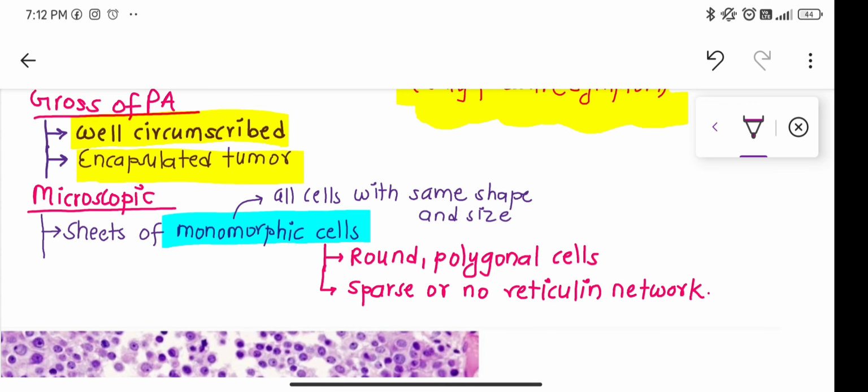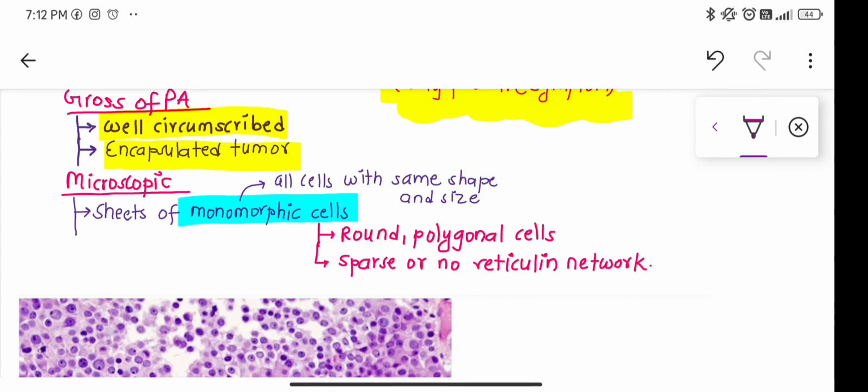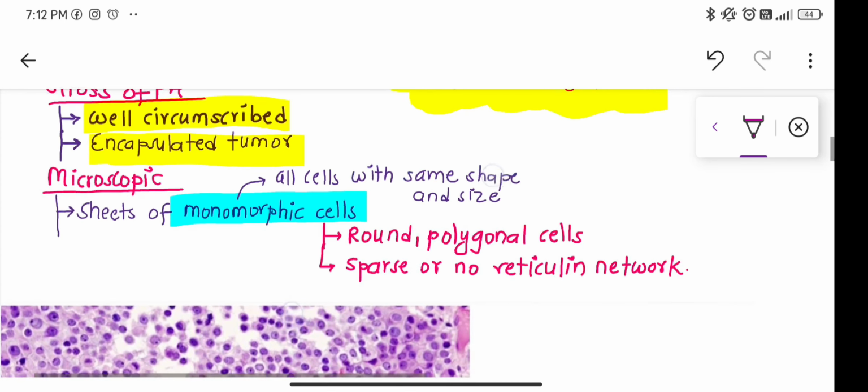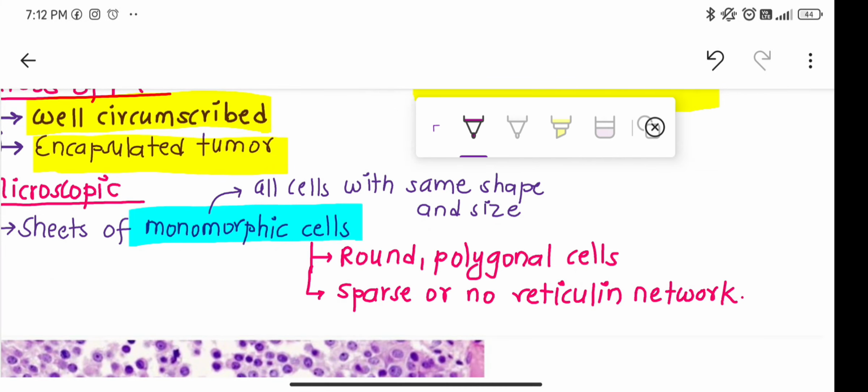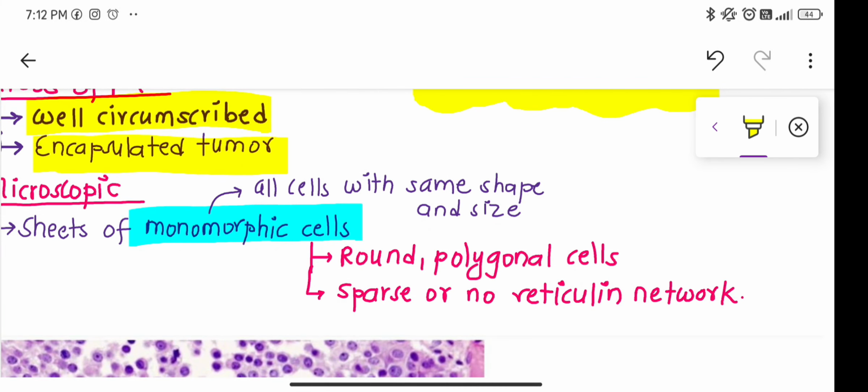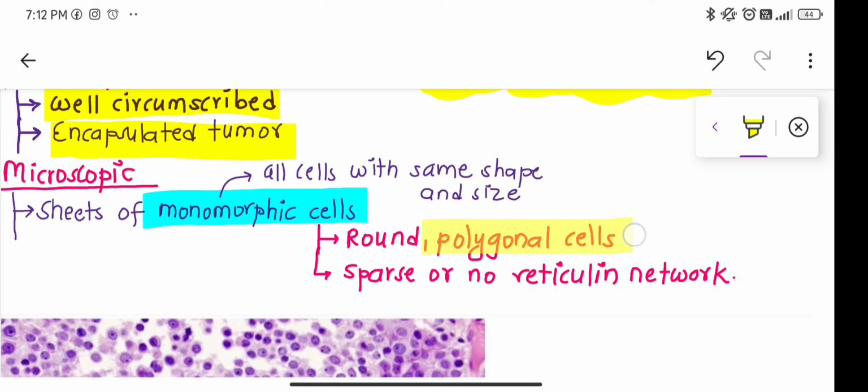Now, what are the microscopic features? It is important. The microscopic feature of pituitary adenoma is sheets of monomorphic cells. Monomorphic means mono is single and morphic is morphology, so all the cells possess a similar morphology, the same shape and size. They are mostly round and polygonal cells, and a very sparse reticulin network is present.